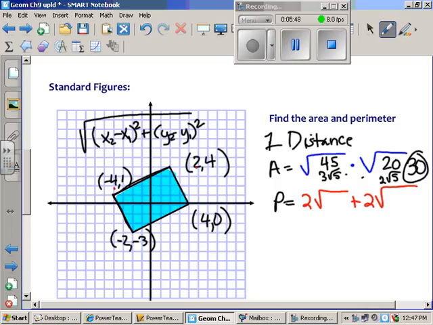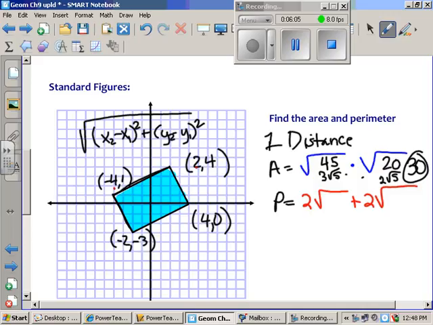-4 minus 2 is -6. -6 squared is 36. Okay, so I get 20 here. Are we okay with that? Then that becomes 2 square root of 5.